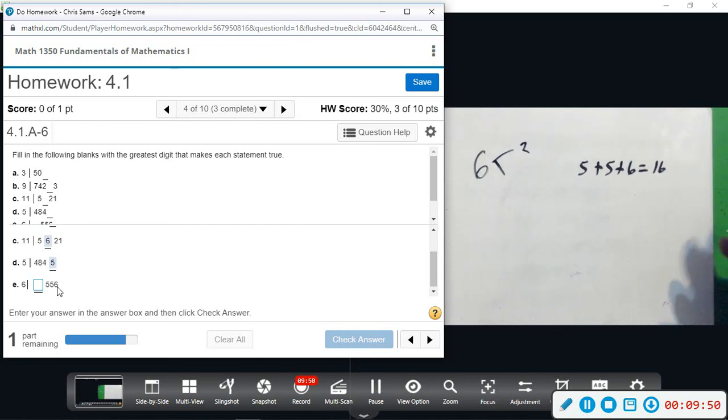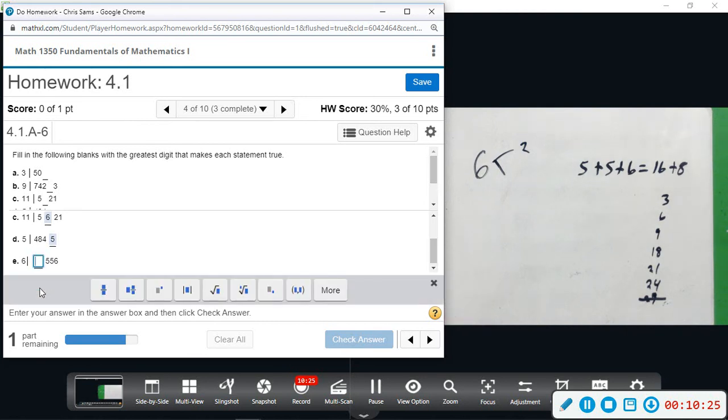So I'm thinking again out loud. Multiples of 3: 3, 6, 9. I want something bigger. So let's go bigger than 16. It would be 18, 21, 24, 27. Okay, so in order to get to 27, we would have to add 11. So we can't make 27. We can make 24. From 16, we can get to 24 by adding an 8. Okay, so 8 needs to be the digit out front here.